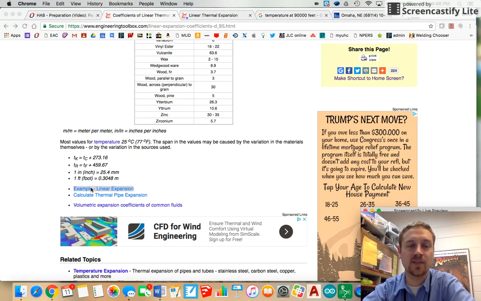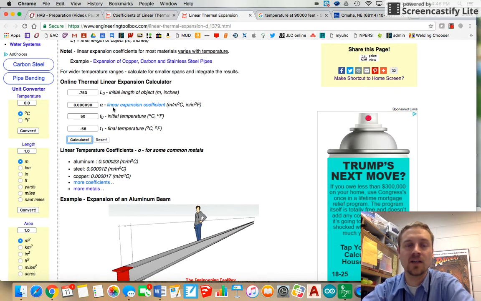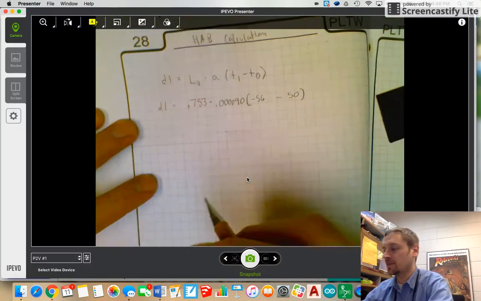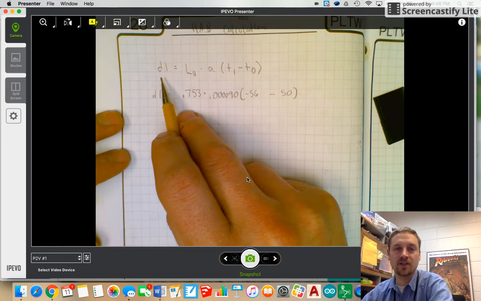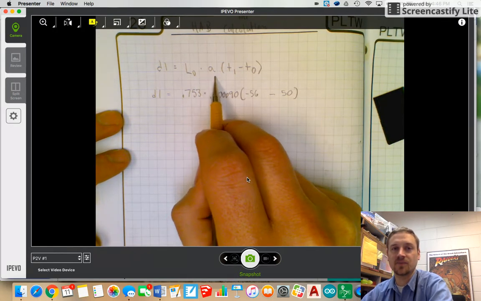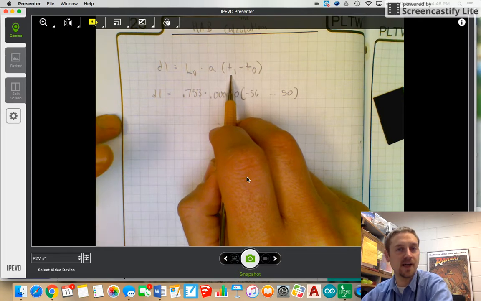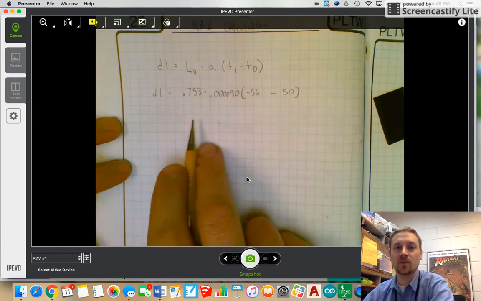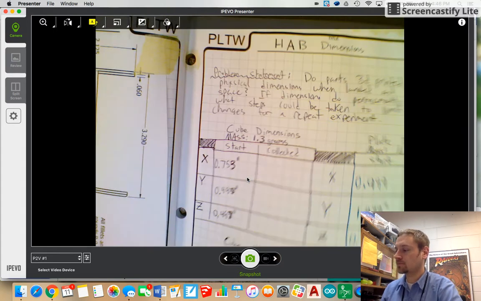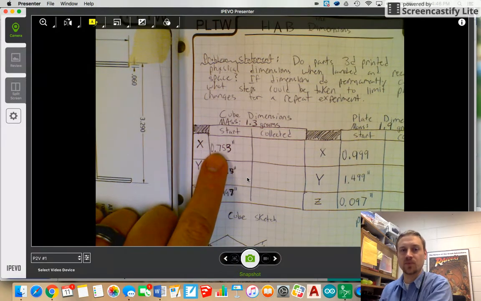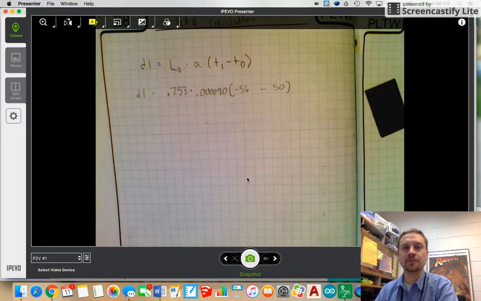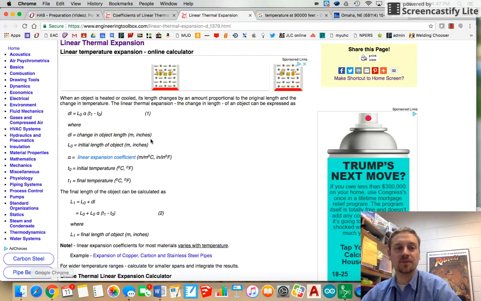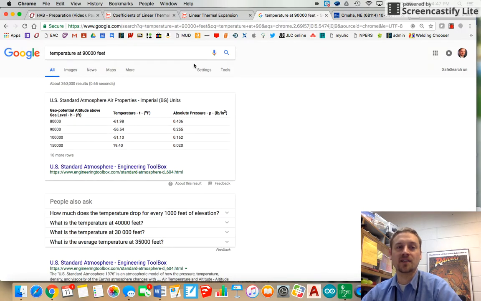It says example linear expansion, so we click on that, and we have a formula that looks like this, where we're going to calculate our change. We have our physical size, what's the coefficient, what's the temperature at max altitude, or our first recording, and what is the starting recording. So we plug that in, and we have our 0.753, which comes from the cube being 0.753 inches in length in the X. And then we have our coefficient. We have negative 56, which if you Google what is the temperature at 90,000 feet, it's negative 56.